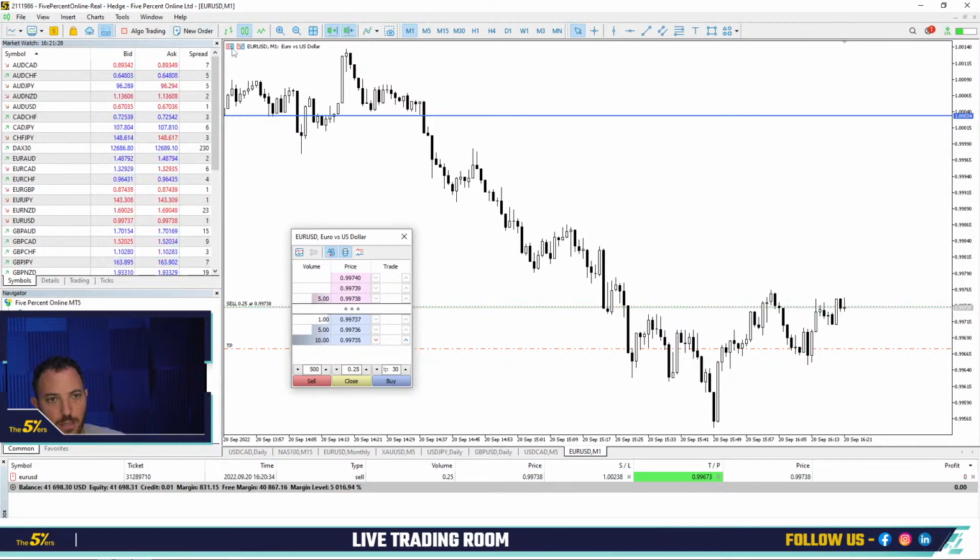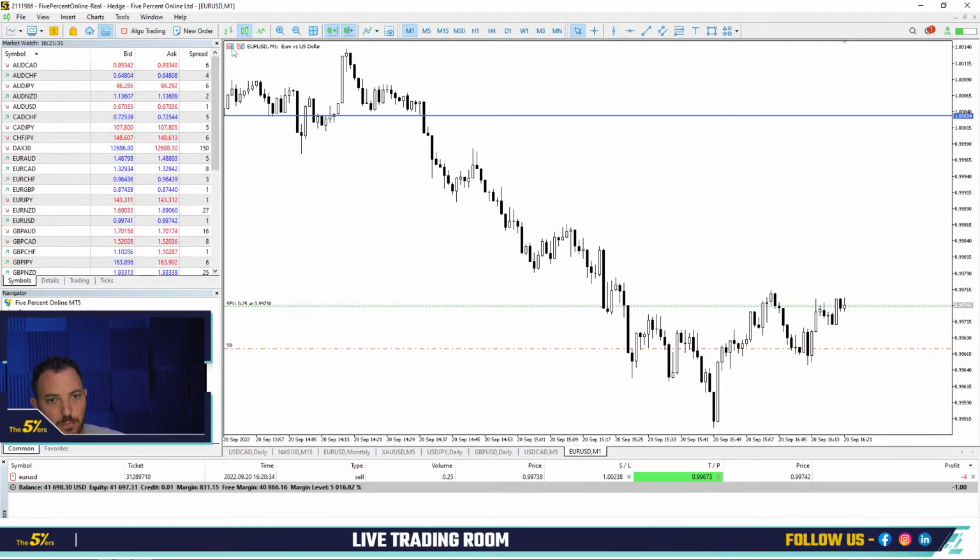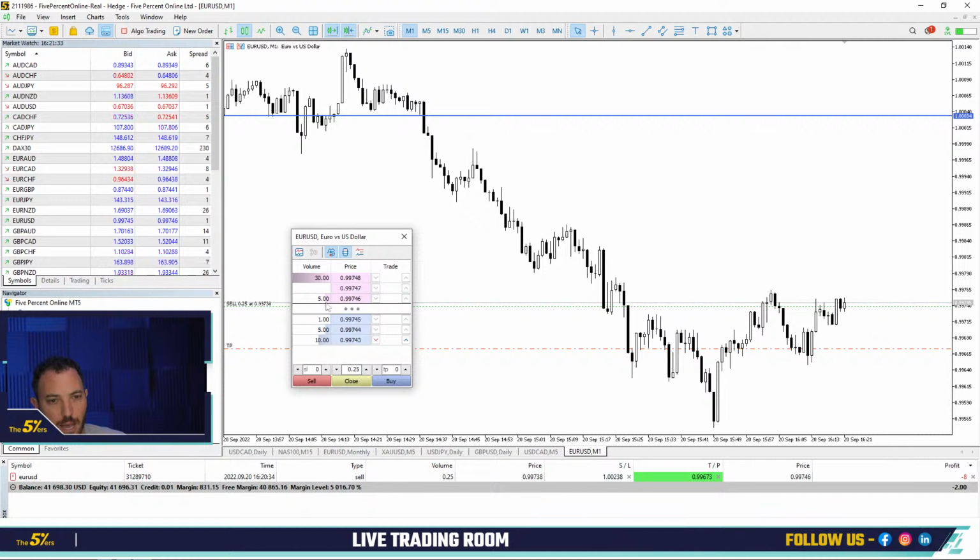This window is the depth of market, so you get it here. And I don't really use this information. I just want to have a preset take profit and stop loss. That's it.